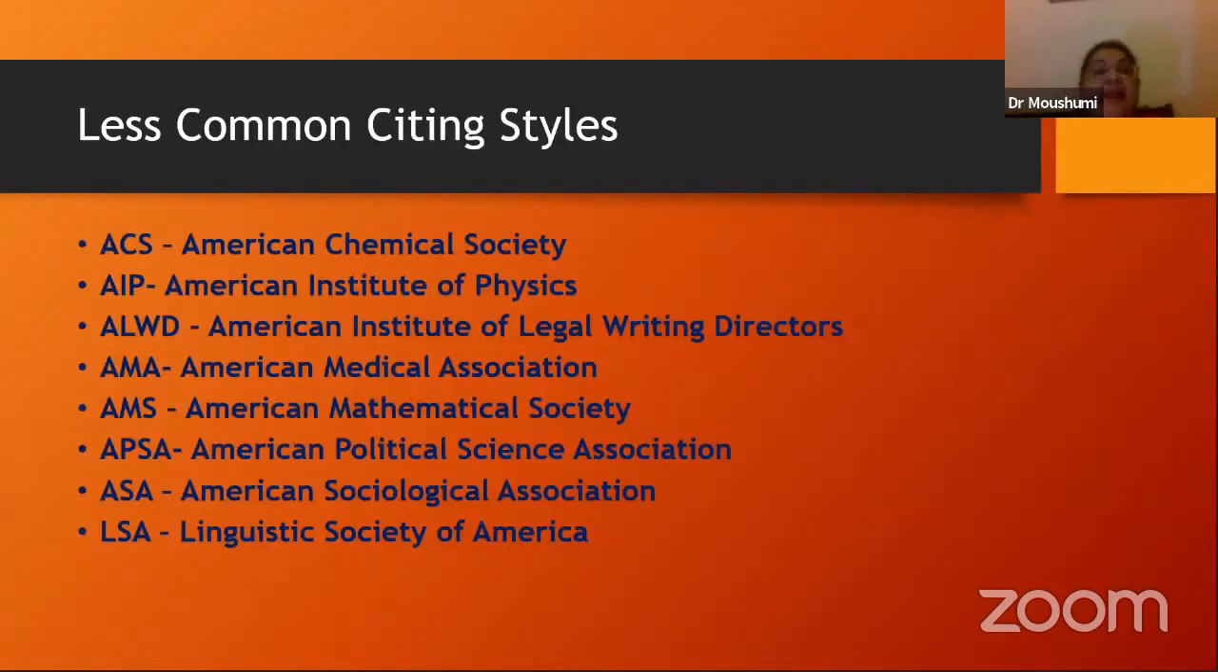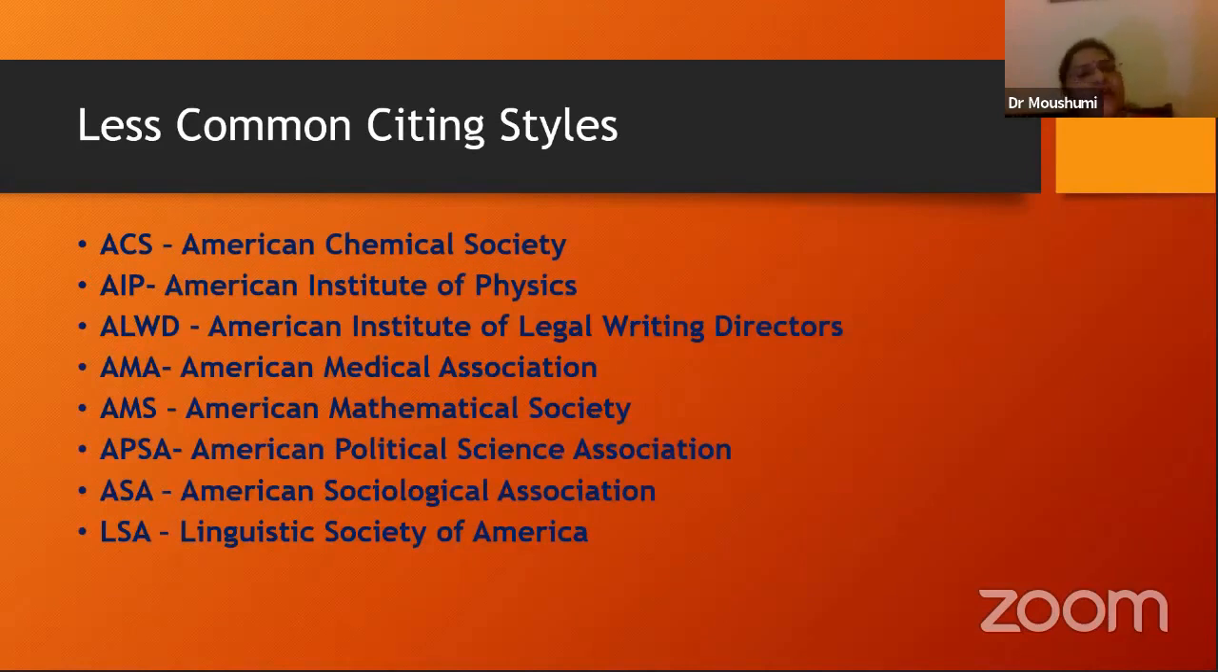Take, for example, ACS. Its full form is American Chemical Society. It's mainly used in chemistry. Or AIP, American Institute of Physics, as the name implies, it is used in physics. For law, we have American Institute of Legal Writing Directors. For medical, again, we have American Medical Association. For mathematics, we have American Mathematical Society. For political science, American Political Science Association citation, sociology, linguistic, and so on.